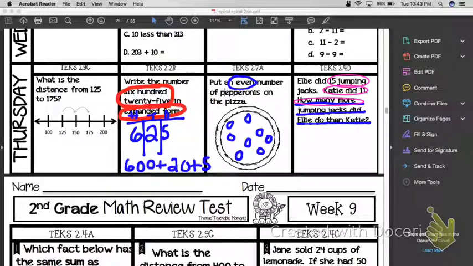First of all, who did the most? If you said Ellie, Ellie's the answer. Ellie did the most jumping jacks. But how many more jumping jacks did she do than Katie? We know she did 15 and Katie only did 11. So if I subtract 15 minus 11, because when you see how many more, you're going to subtract most of the time. So I'm going to do 15 minus 11, and I'm going to use a different color.